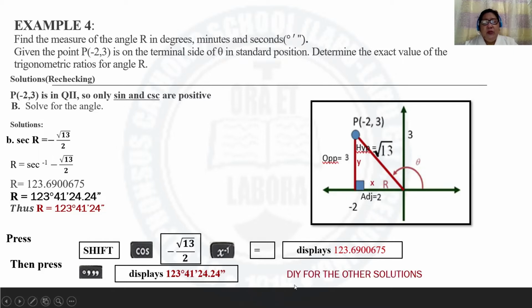For the other solutions, you can do it yourself. Using the 6 trigonometric functions, it will give you the same value of R. The value of R is always 123 degrees 41 minutes 24 seconds if the given point is with coordinates negative 2 and 3 because it is found in the second quadrant.